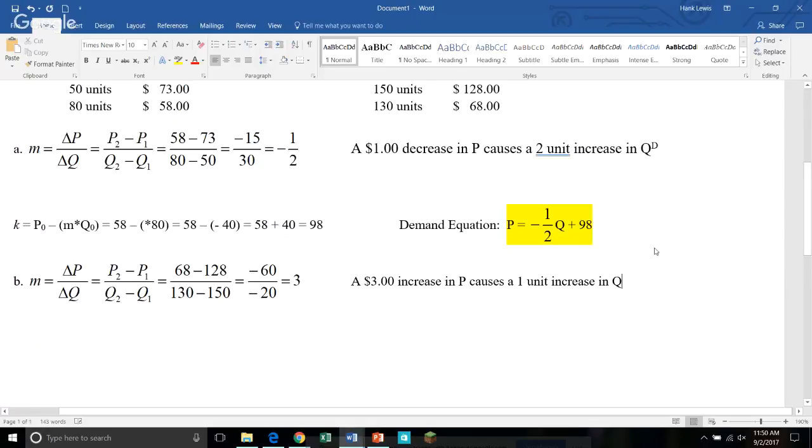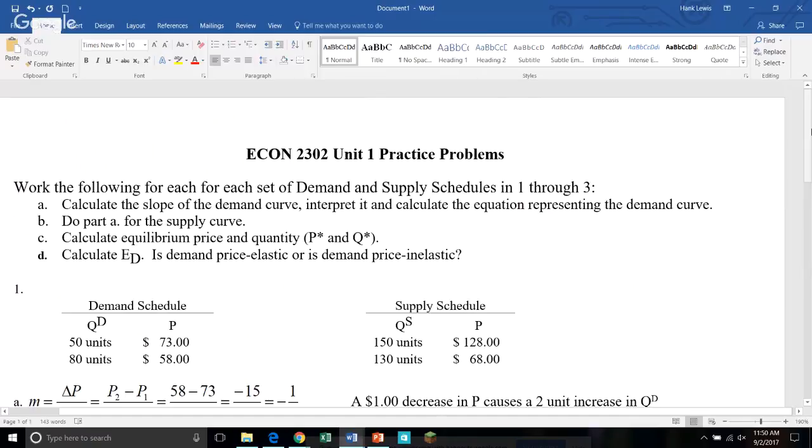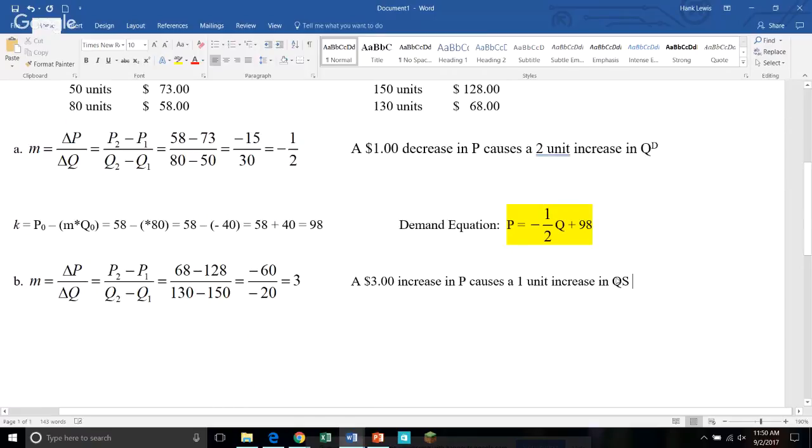Wait. See this little thing up here? That's not a QD. This is not the demand schedule. This is the supply schedule. So we're going to say it causes a 1 unit increase in the quantity supplied. It has to be quantity supplied because this is related to the supply schedule. This is not the demand schedule. This is the supply schedule.